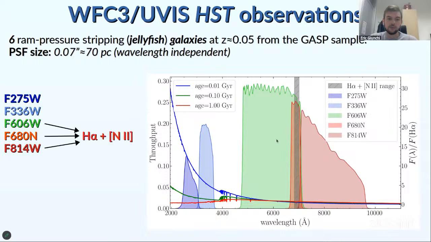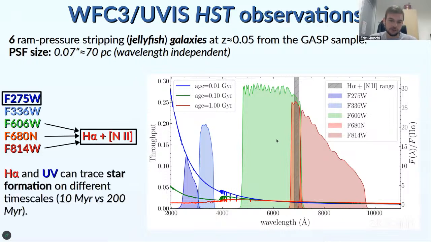putting everything together, we are able to trace the star formation in the clumps in 2 ways. We can use the H-alpha and we can use the UV. And they're important because they trace different star formation timescales. Very young objects for H-alpha, 10 megayears, because we need to have OB stars that are able to ionize the surrounding gas, or 200 megayears in the case of UV, because we can also trace, let's say, less massive stars that are still bright in UV, but not enough to ionize the gas.